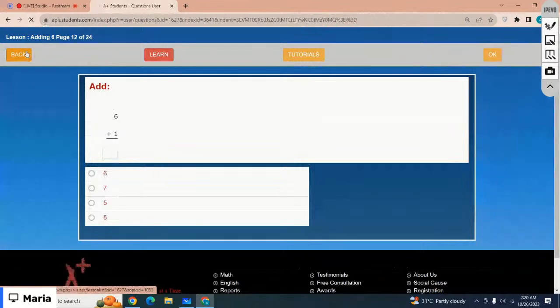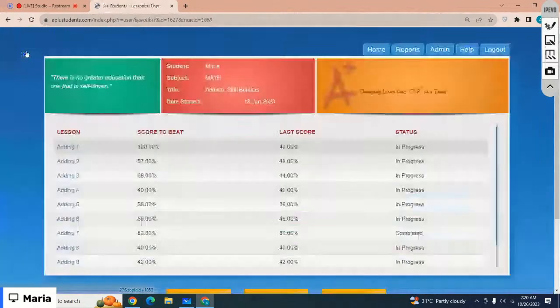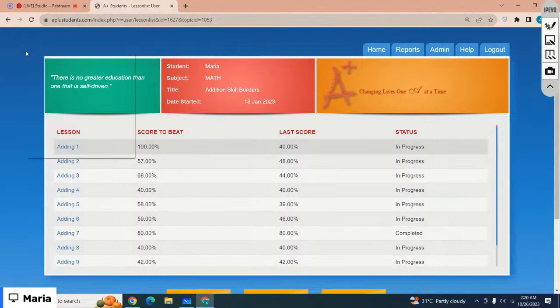The next lesson is adding 7. So again, you have to do the same thing, just the numbers are different. Basically, the addition process is exactly the same for all the numbers. No matter what the number is, you have to combine them, right? Combine two or more numbers. Let's just start with the lesson that is adding 7.